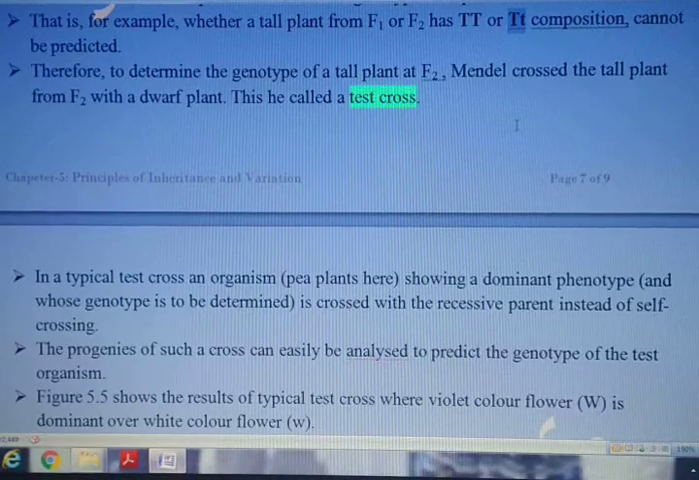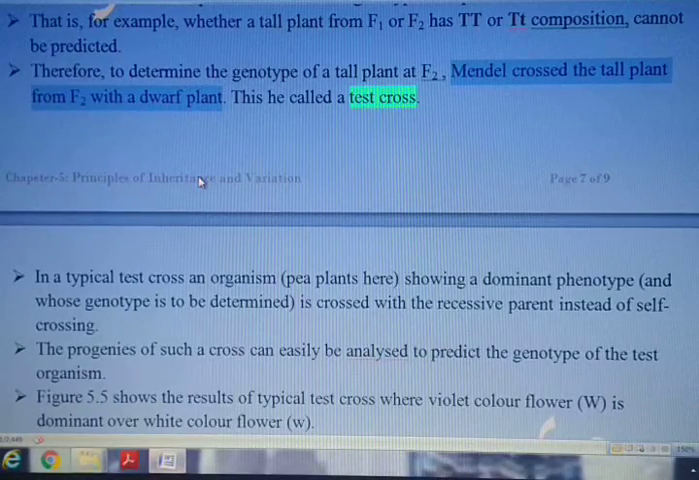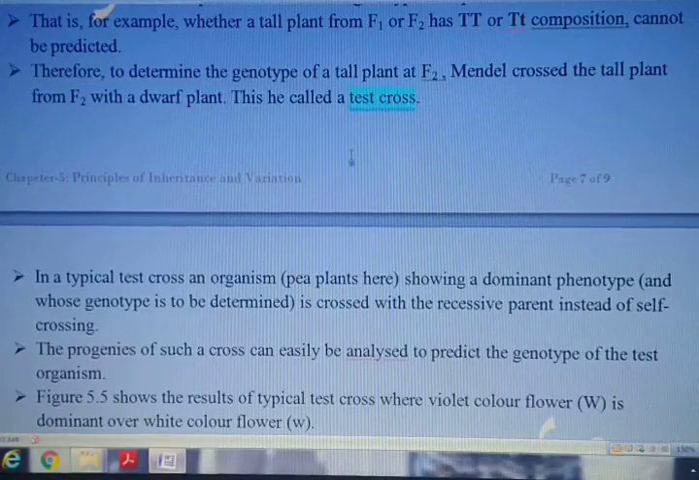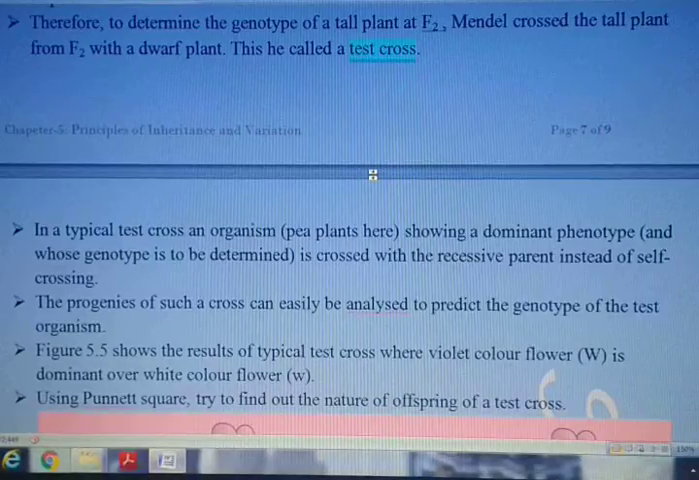So, in order to know that, Mendel proceeded further. Mendel crossed the tall plant of F2 with the dwarf plant. What did he do? He crossed the tall plant of the F2 with the dwarf plant, and he called this a test cross, because he used this idea to know about the parent.